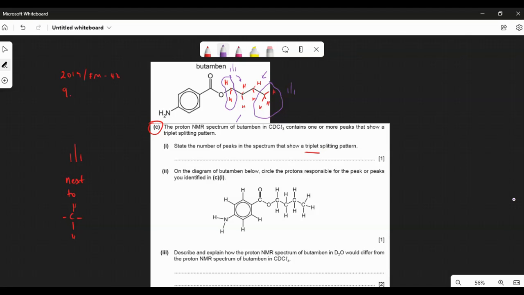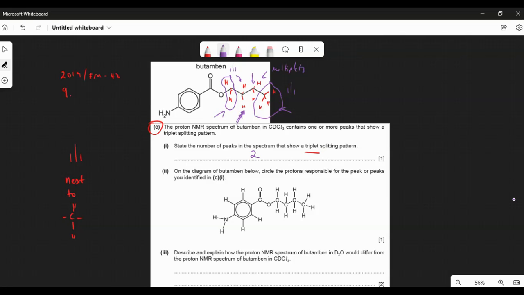Now, these ones here and these ones here are next to a CH3 and a CH2. And this one at the bottom is next to a CH2 and a CH2. So they're not just next to a CH2, they're next to more things. So this one is going to be a triplet and this one. But the ones in the middle are going to be multiplets, because they're next to quite a few protons. So the number is going to be 2.